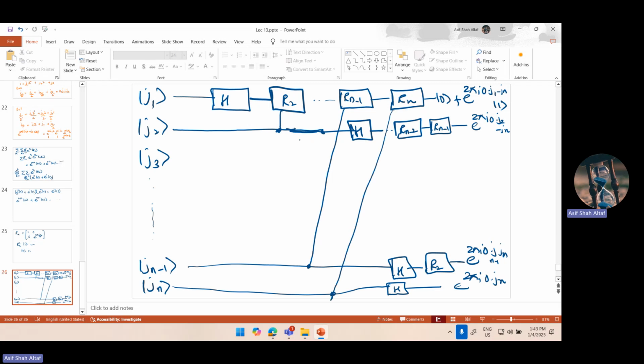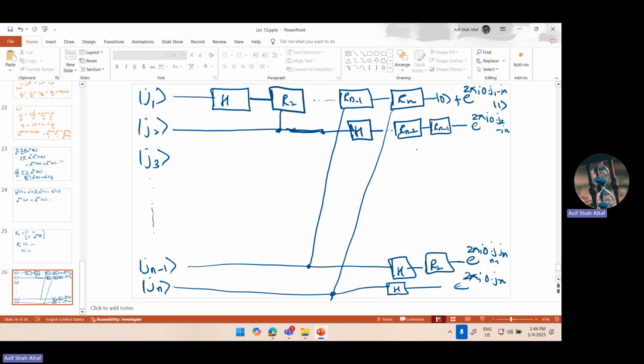So the way I have constructed it is that each of these controlled gates is controlled by the index, so Rk. So you have to connect it with the kth bit. Okay, and there is a Hadamard gate in front of all the lines before you pass them through these Rk gates.